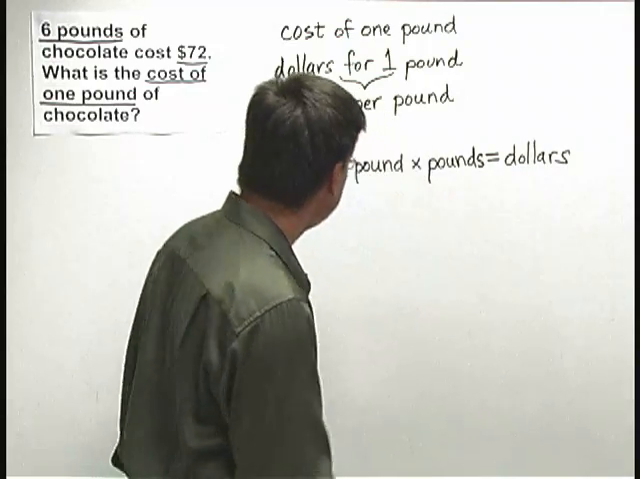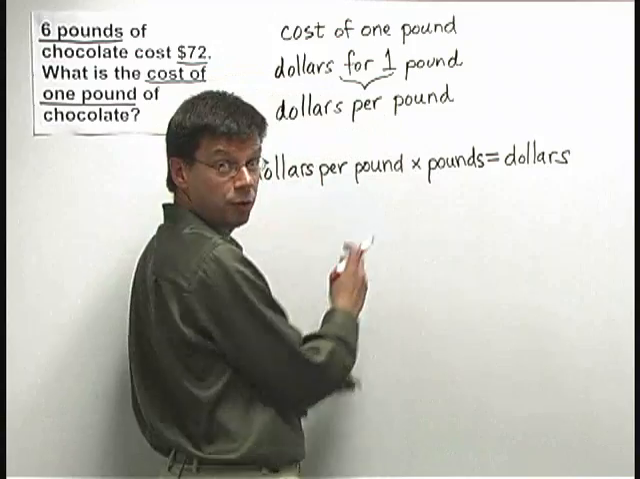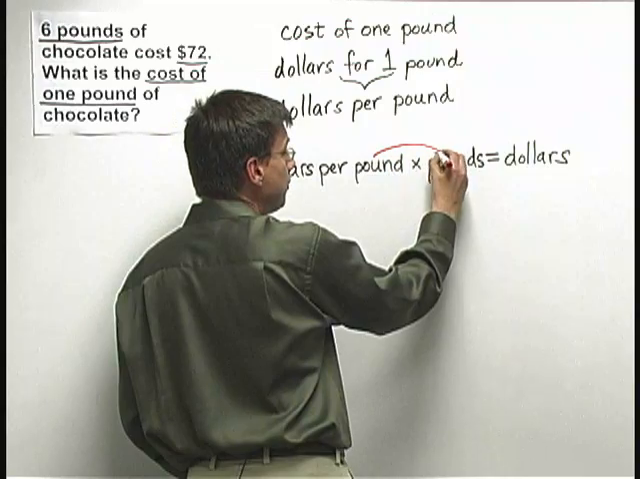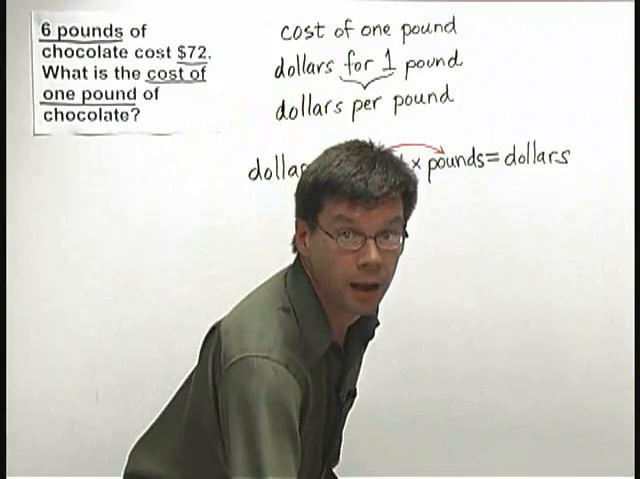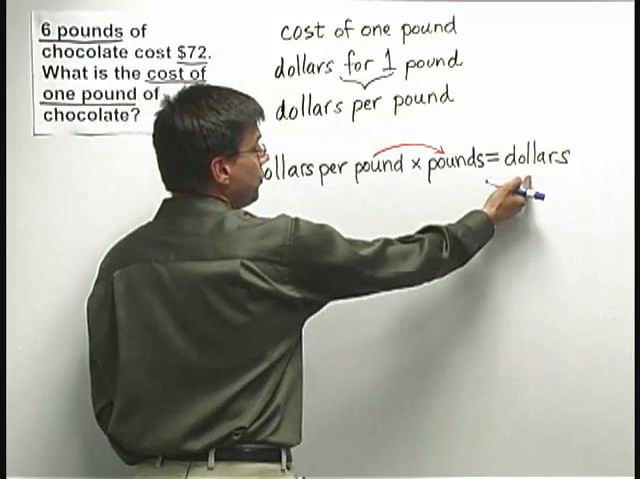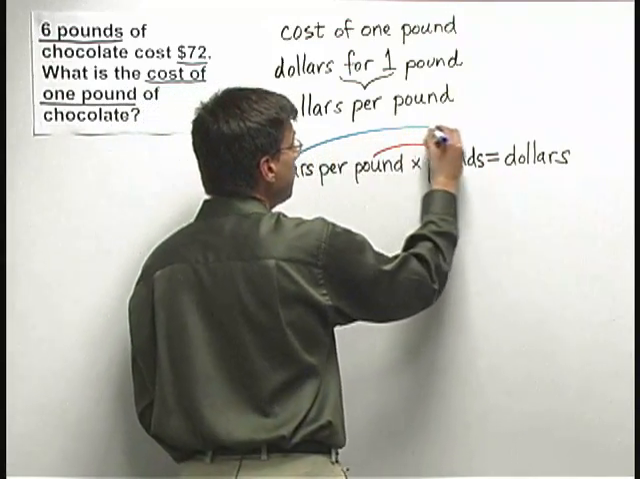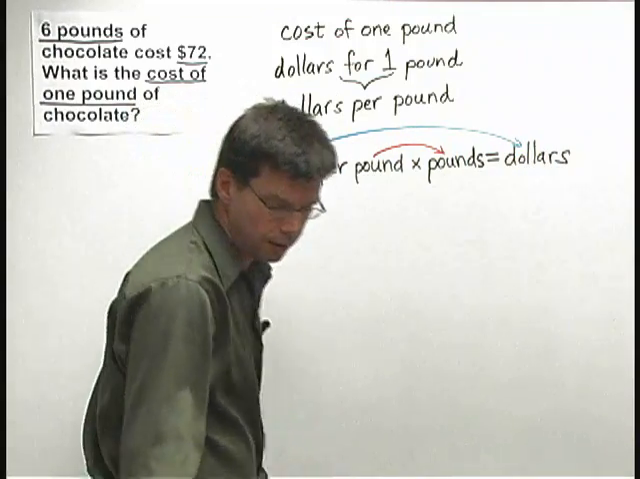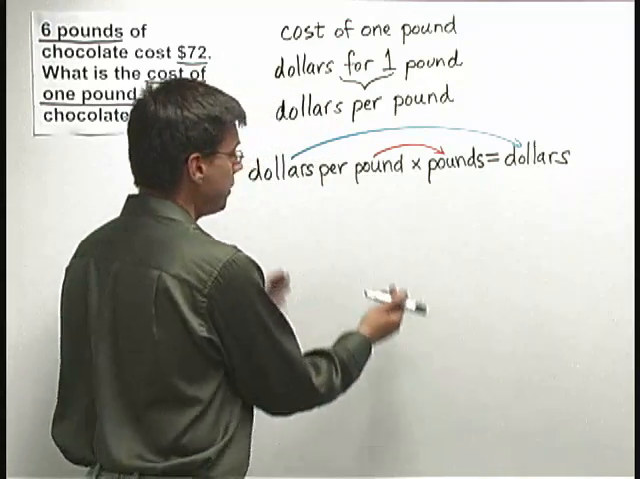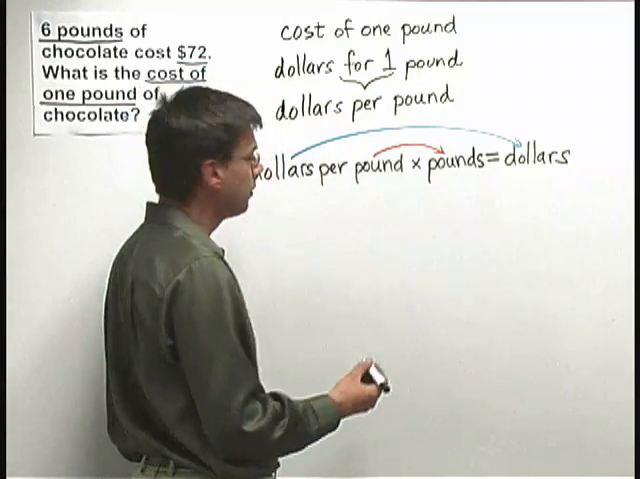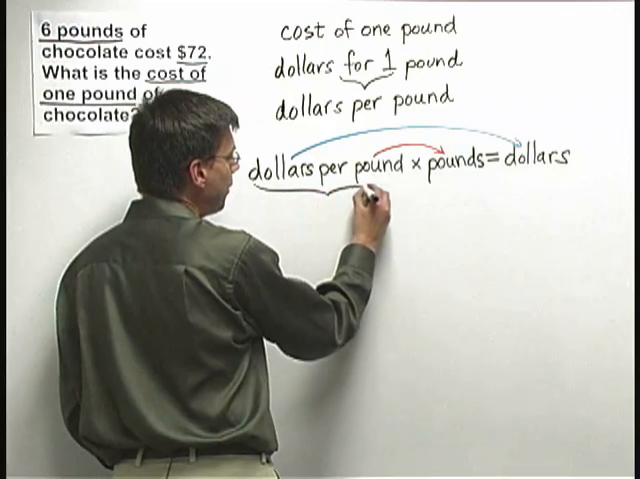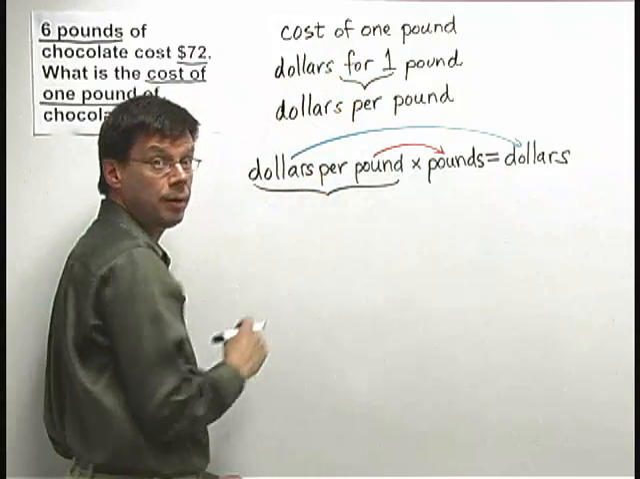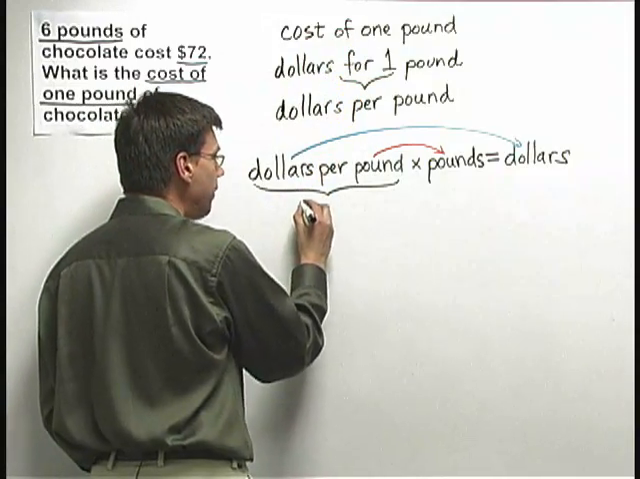Let's think about this again. If I take a rate in dollars per pound, and if I multiply by the units after the per, I end up with an answer whose units are given by the units in front of the per. Now let's try to fill in some values here below our unit equation. Dollars per pound, that's the same as dollars for 1 pound, or the cost of 1 pound. That's what we're trying to find in this problem.